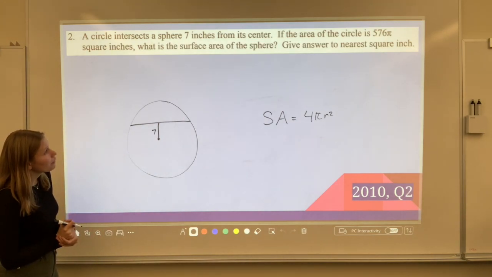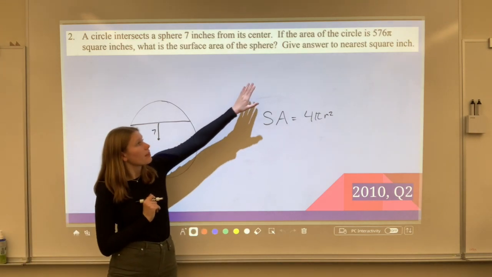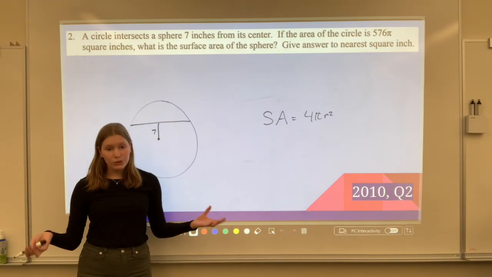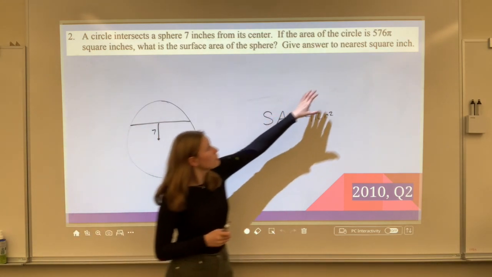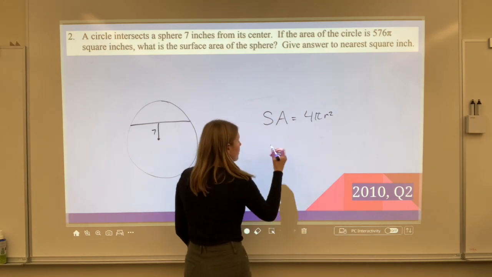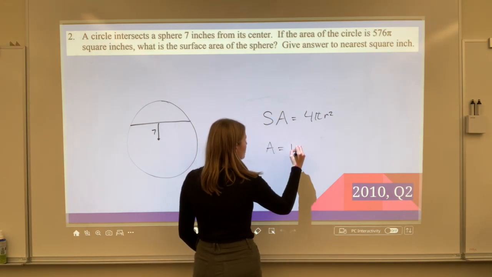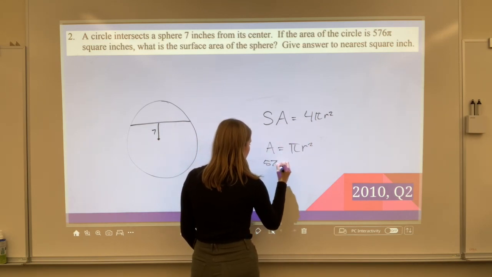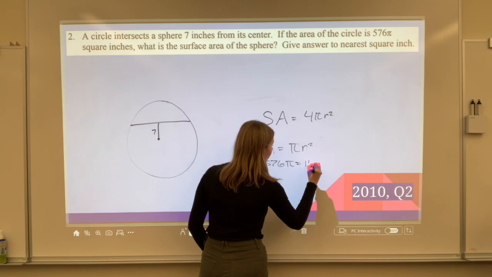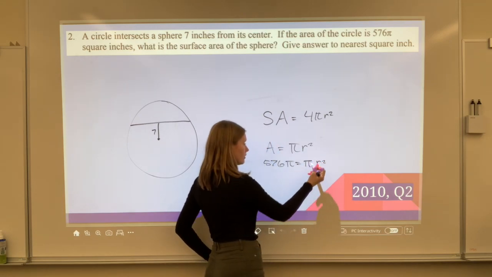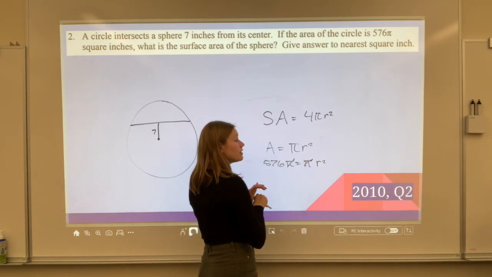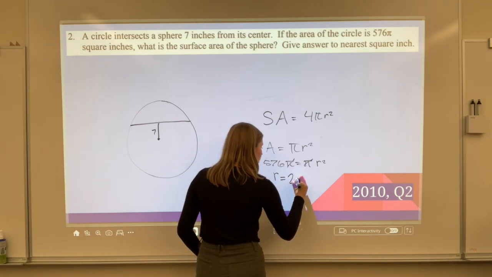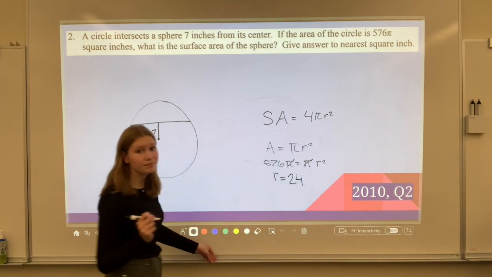So the way that we're going to find it is by using the area of the circle to find the radius of the circle. In order to do that, all we have to do is say, okay, we know that the area of any circle is equal to pi radius squared. So 576 pi equals pi times the radius of the circle squared. Cancel out pi from each side, take the square root of both sides, and we know that the radius of the circle is 24 inches.